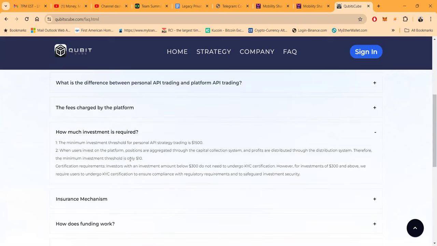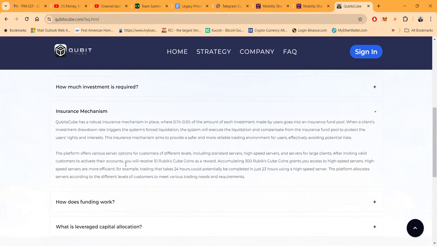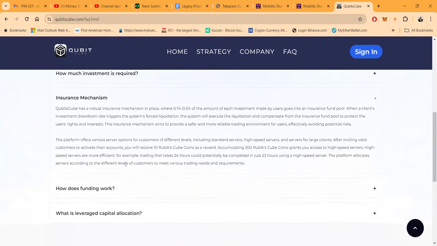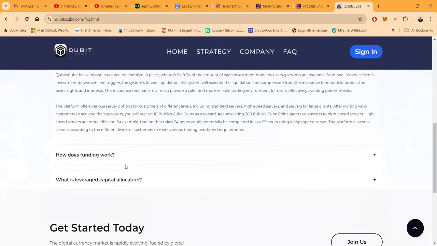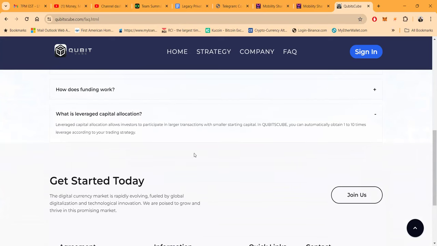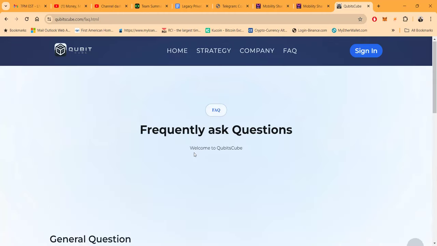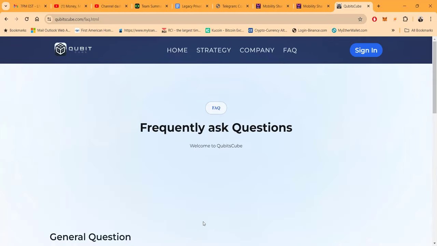To get started, folks, for you, it's just going to be $10. They have an insurance mechanism, folks, where they save 0.1 to 0.5% of all the profits to go in an insurance fund. And folks, leverage funds will be diversified into multiple cryptocurrency strategies. And folks, you can get started very easily today.